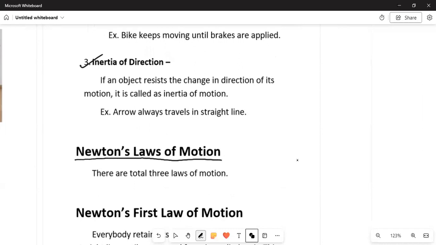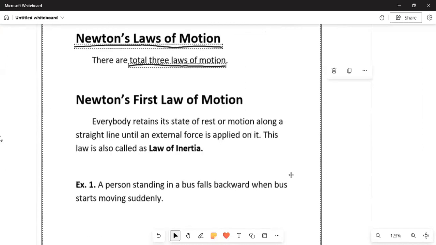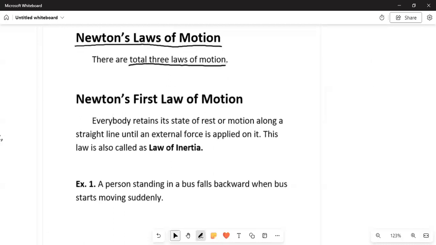And in today's lecture, we are now going to discuss Newton's laws of motion. There are total 3 laws of motion which are given by Newton. Okay, and we'll be discussing them one by one. First, we'll be talking about Newton's first law of motion.